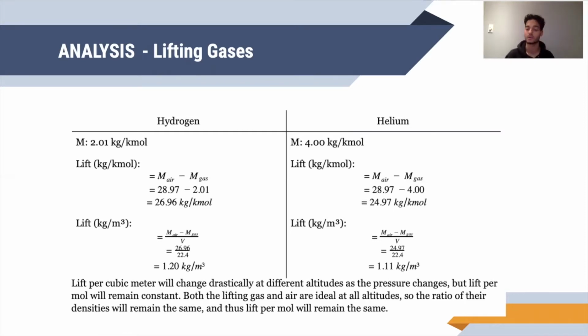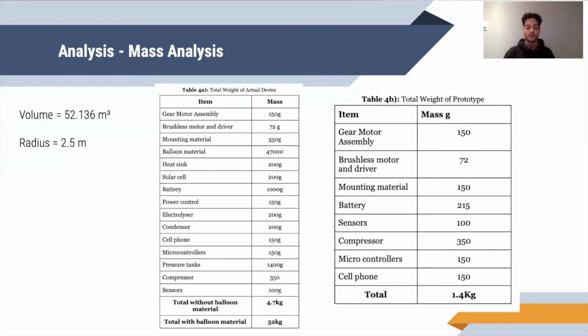First, I'd like to talk about the lifting gas. The lifting gas provides the force that holds our device afloat. The lift force is simply a buoyant force of a lighter gas relative to air. We can consider lift to be a quantity relative to respective molar masses. We use hydrogen and helium because they are both lighter than air. As you can see, hydrogen provides 1.2 kilograms per meter cubed of lift, and helium provides 1.11 kilograms per meter cubed of lift. The second analysis we performed for our design was the mass analysis.